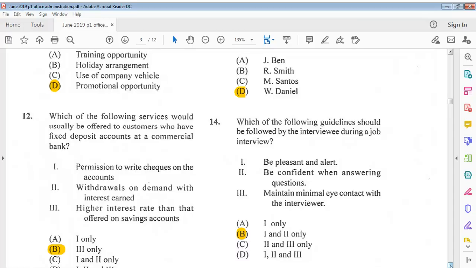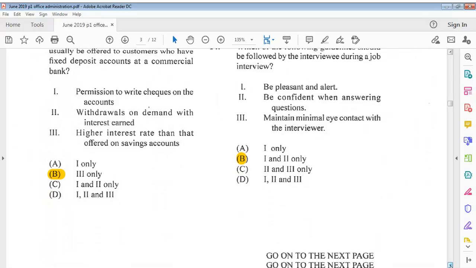So we know it's not 1, it's not 2, because we know once it's a fixed deposit, it's a fixed interest rate. It's a higher interest rate than a savings account. So the answer would be B, which is 3 only, higher interest rate than that offered on savings accounts. So your answer would be B.